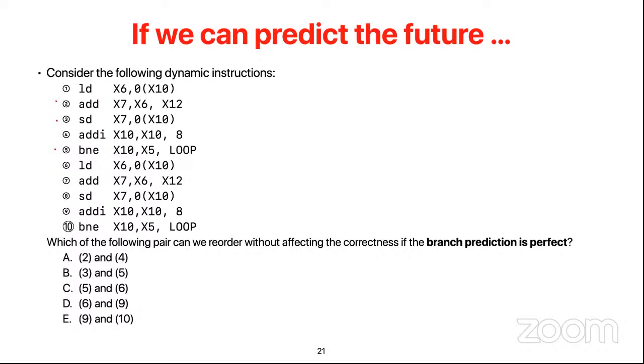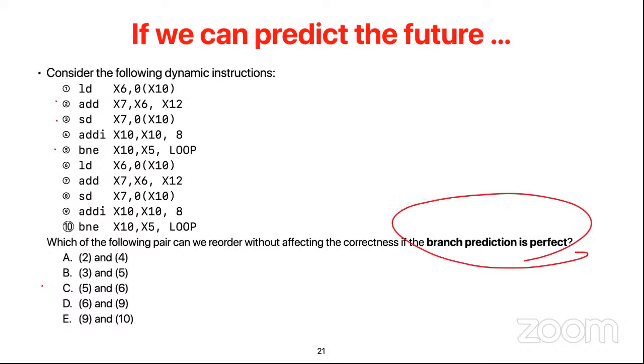And then 5 and 6 works. For 5 and 6, you can move the load in front of it, and that does not affect the correctness of the program at all, if the branch prediction is perfect.